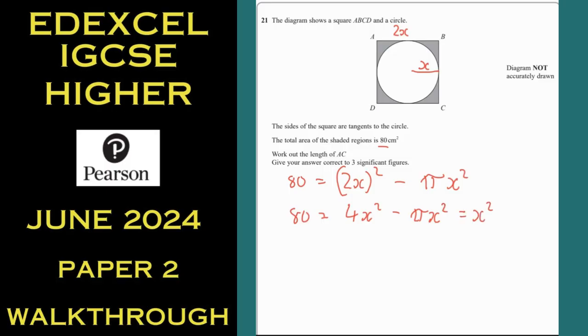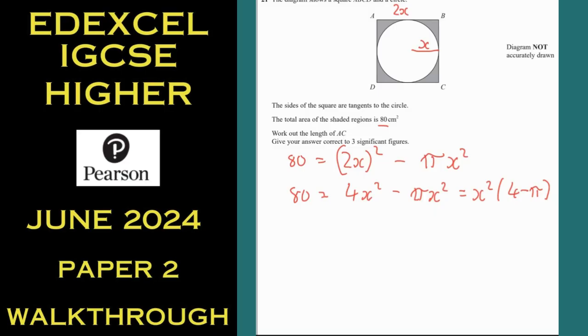I'm going to take an x squared out, so I get 4 minus pi. And we can work out our x. So x will equal, it's going to be 80 divided by 4 minus pi. But as you can see, from x squared to x, I've square rooted. However you get it, it wants the final answer to 3 sig figs. So I'm going to work in 4 decimal places, always be a bit more accurate than you're being told to. That's how I'll work. So now let's try and answer the question.